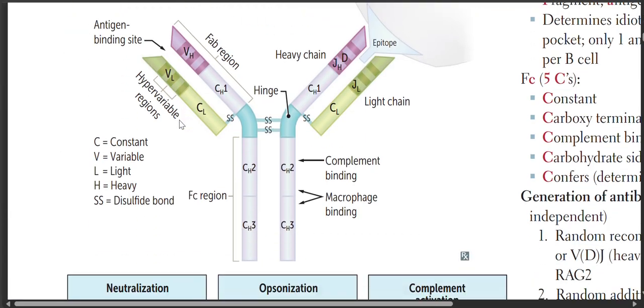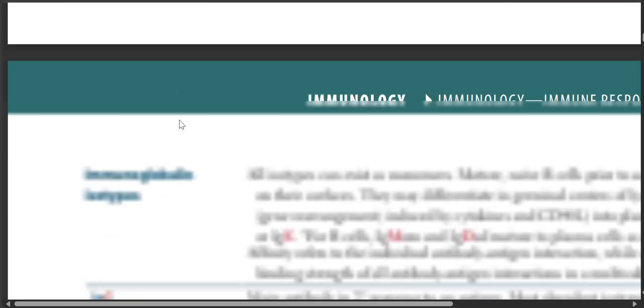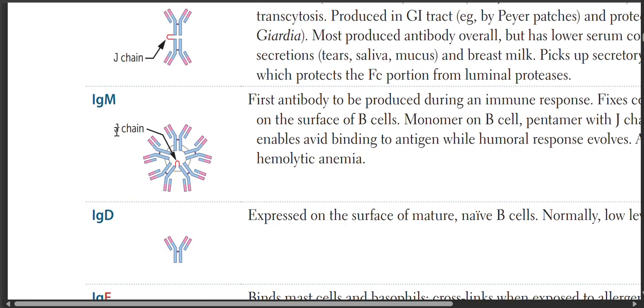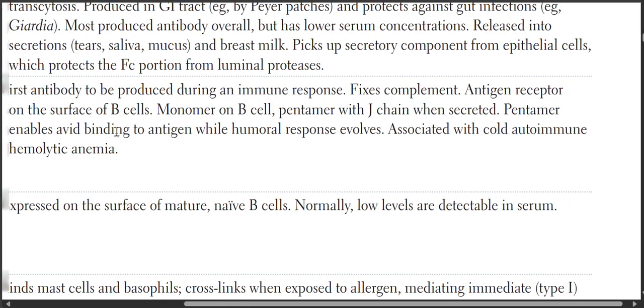So that would be highest avidity on IgM because it has more binding sites. And for the affinity part? And affinity, I would say IgG would have the most affinity, and then IgM would have the least affinity. Okay.